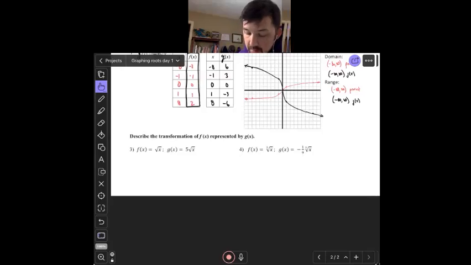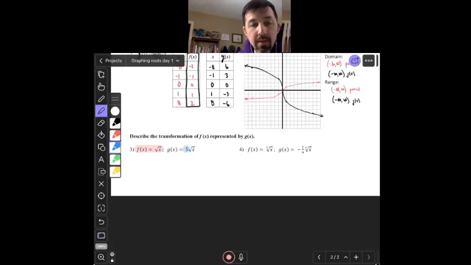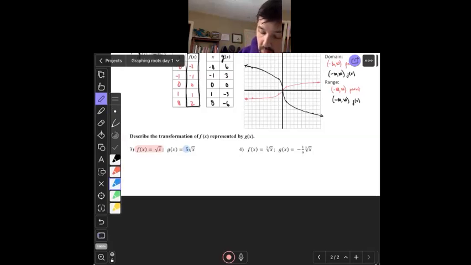All right, last little thing here, just looking at a function, seeing how it's been transformed. Again, definitely something you guys have done before. So we have our parent function. I'll compare that to our transform function. So all I'm noticing is there's a 5 now. And 5 is bigger than 1, so that's a vertical stretch. We use that phrase by factor of.